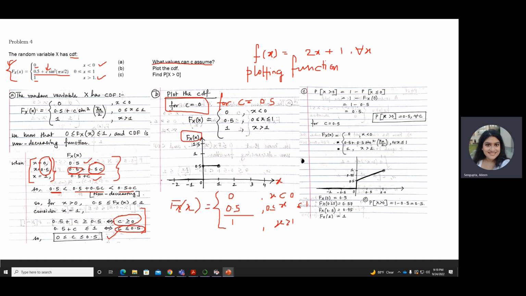So you start traversing from 0. Why? Because everything less than 0 is 0. Now, when you suddenly reach the point 0, you have a jump. Jump of how much? 0.5. Okay. So that is ended. Why? Because you cannot jump beyond that. But then from 0 to 1, you continue in the 0.5 range, right? And then it becomes 1.